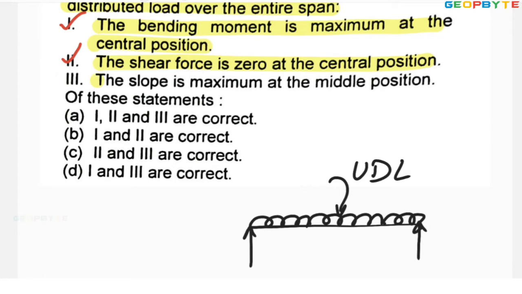Look at the third statement. The slope is maximum at the mid position. No, it need not be maximum. The third statement is not correct. Only the first and second statements are correct. Of these statements, 1, 2, 3, which are correct? No, 1 and 2 are correct. Absolutely correct. I hope you understood. Let us go for the next problem.